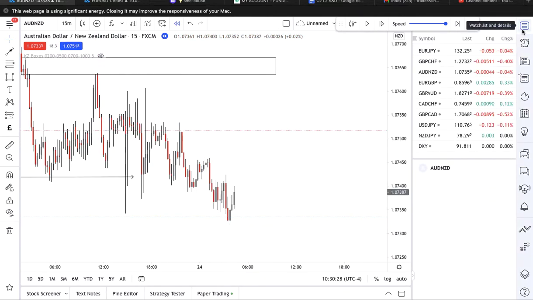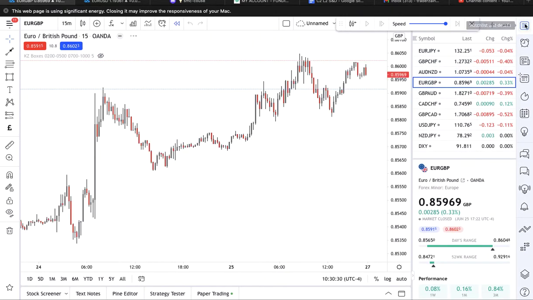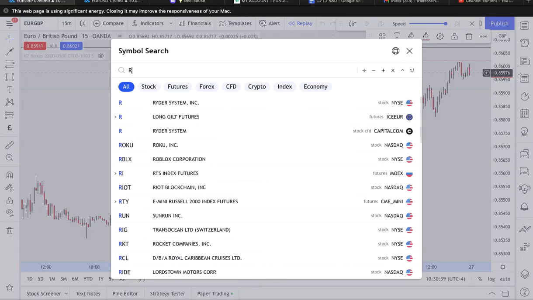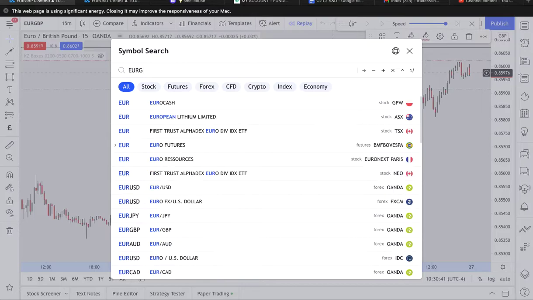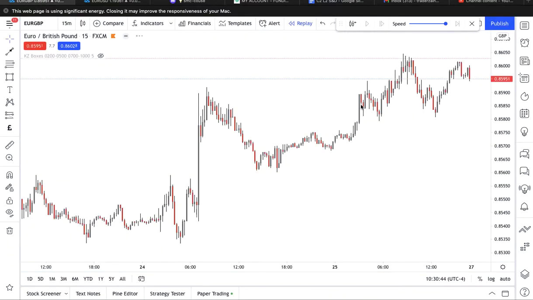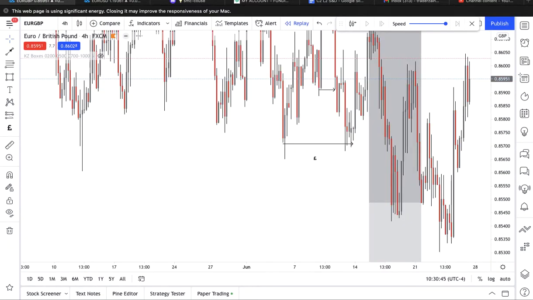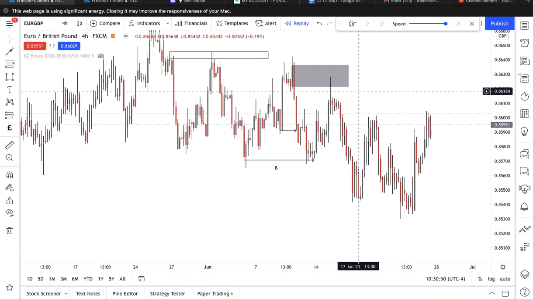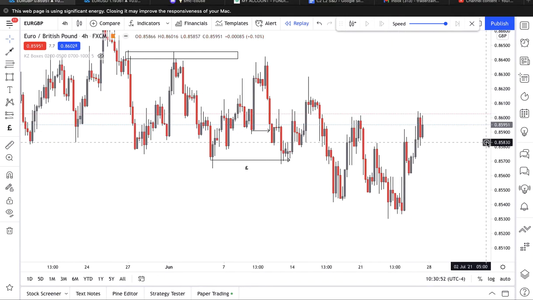If you want, I can show you another example, e.g. 4 hour. Actually, let me take out a fresh chart because I already got my drawing on this one. What's going on? Euro GBP. Sweet. Head back to that 4 hour. And let me show you guys why I took this entry. Cool.